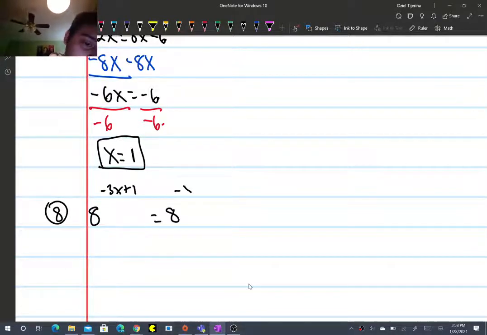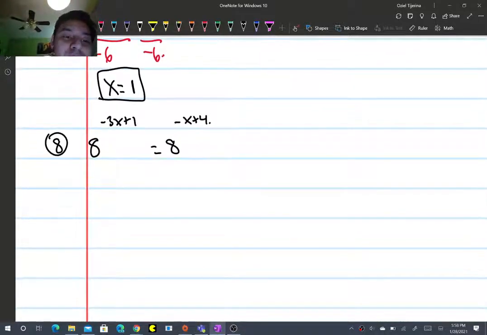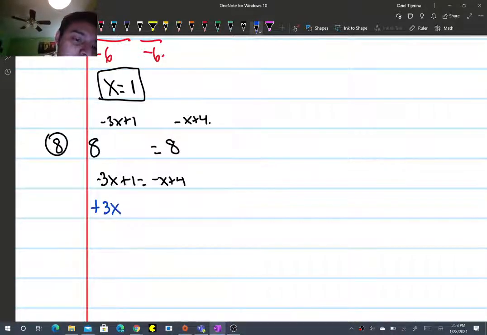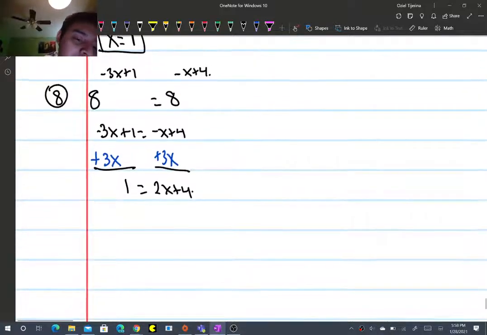To the -x plus 4, right? They're the same base, so we're going to make the powers equal. So we're going to do this exact same thing we were doing. Add 3x on both sides, and then you have 1 equals 2x plus 4, right?